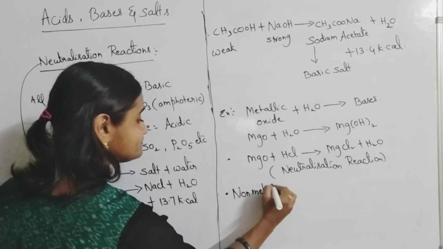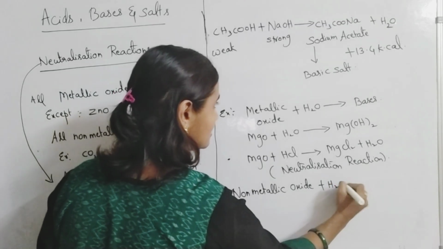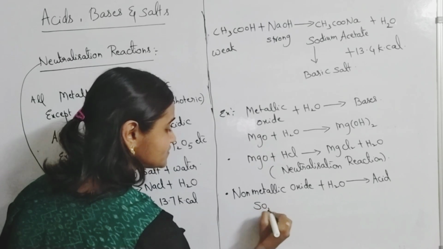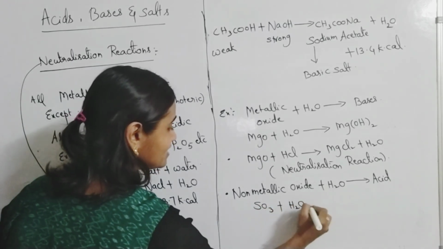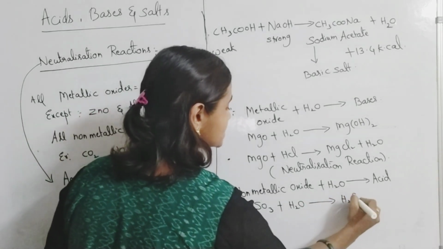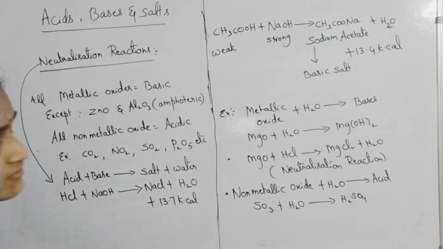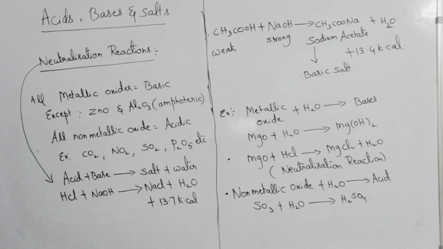Non-metallic oxide plus water gives rise to acids. Like you can take the example of sulfur trioxide: when it reacts with water, it gives H2SO4, sulfuric acid. That sulfuric acid, when made to react with NaOH, gives salt and water. That you call a neutralization reaction. Please remember all these points.